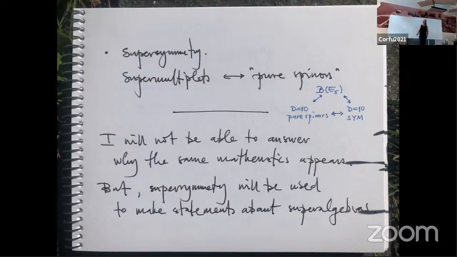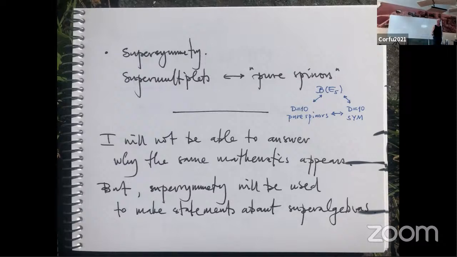I don't know why the mathematics is the same, but this made me curious about thinking about supersymmetry based on other algebras in this series of duality groups. And E4 should be simpler than E5. That's what I thought. So I will not be able to answer this question of why the same mathematics appears, but I will be able to use supersymmetry to make some statements about these superalgebras, which I think is interesting.